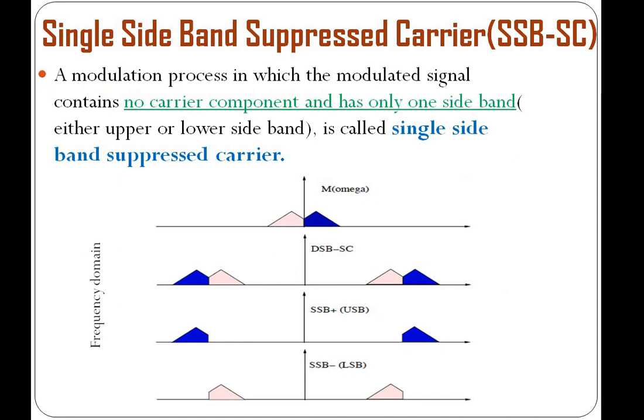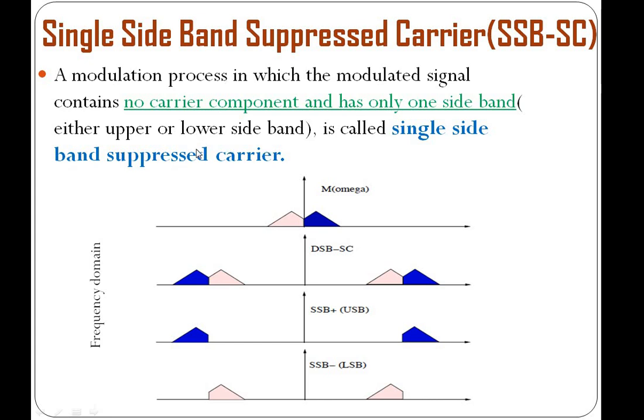So first we will define single sideband suppressed carrier. What is meant by single sideband? Single sideband modulation is the modulation process in which the modulated signal contains no carrier component and has only one sideband. Either it may be the upper sideband or the lower sideband.